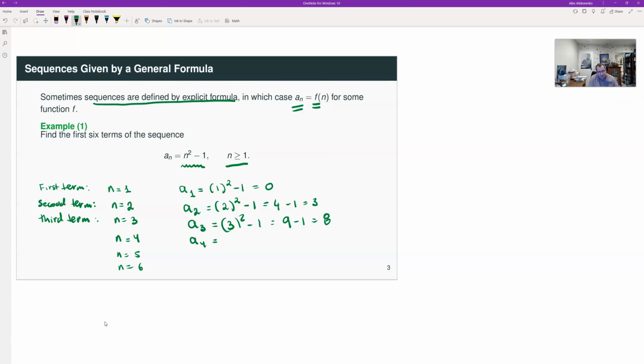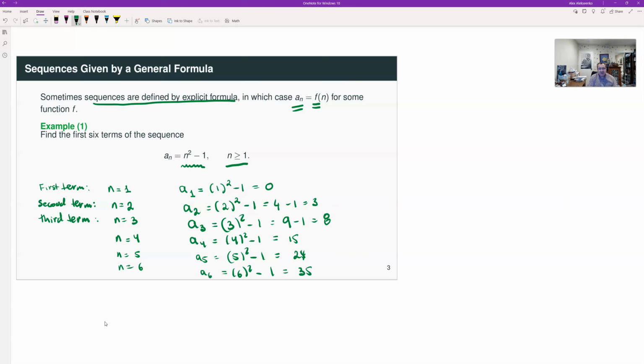So 4 is 4 squared minus 1 makes 15. A 5 means 5 squared minus 1 makes 24. And finally, a 6 makes 6 squared minus 1 makes 35.